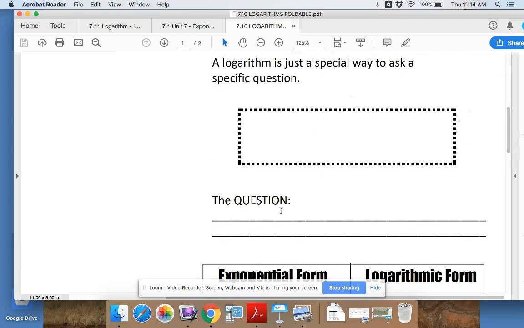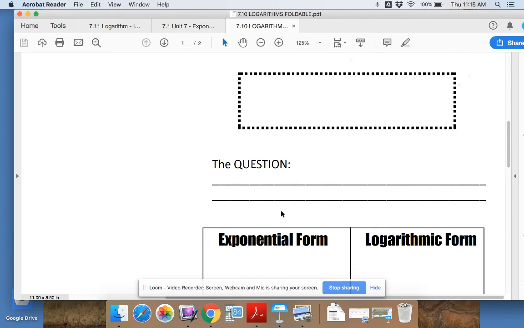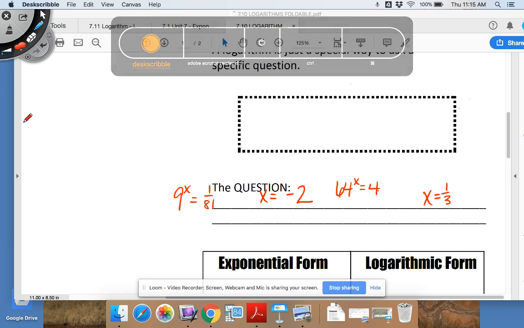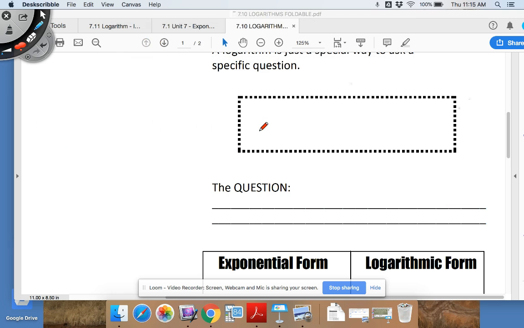A logarithm is just a special way of asking a specific question. Okay, so we're going to look at how to write an actual logarithm. The way we would write it is like this. And so you'll notice a logarithm has a subscript number. The way you would read this is log base b of a is x.